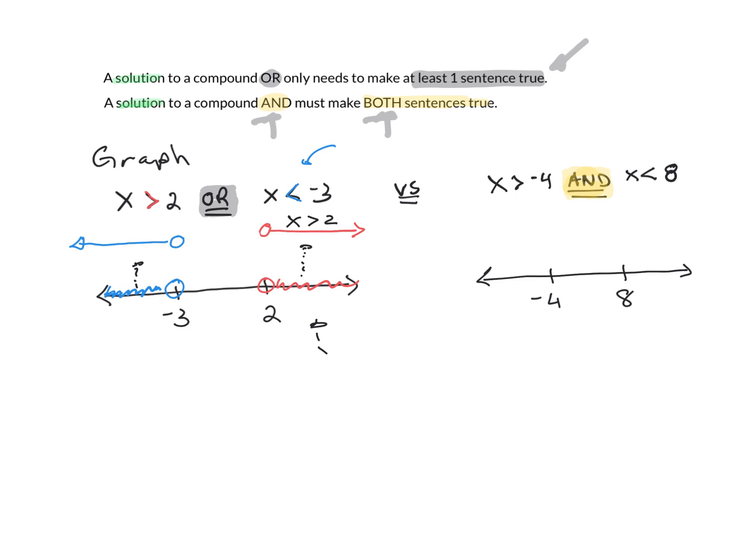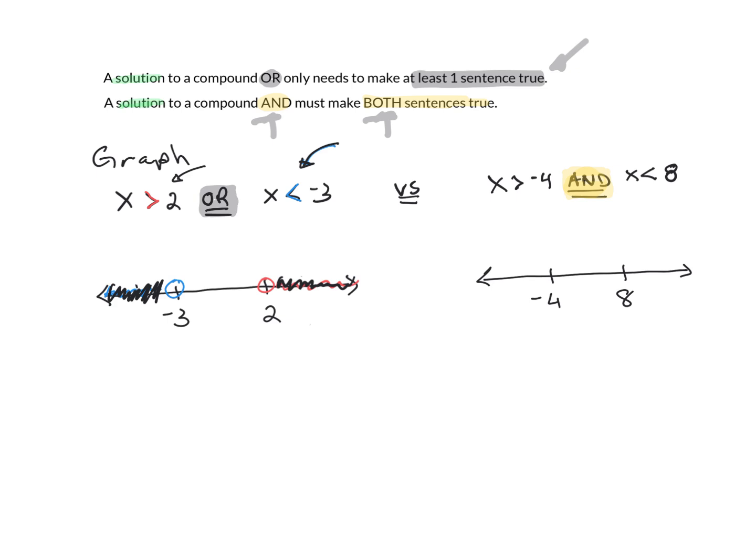So your final answer should be all the numbers that are less than -3 will make at least that one true. And then all the numbers greater than 2 will make at least that one true. And that is your OR.